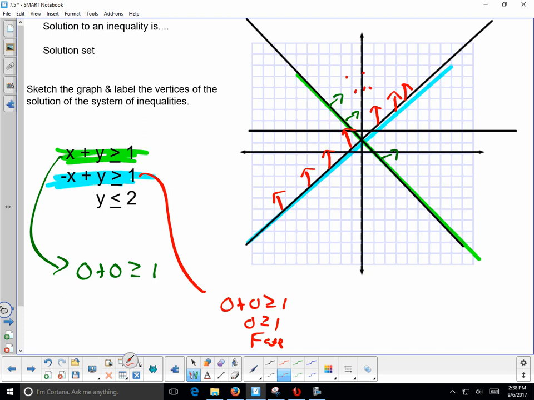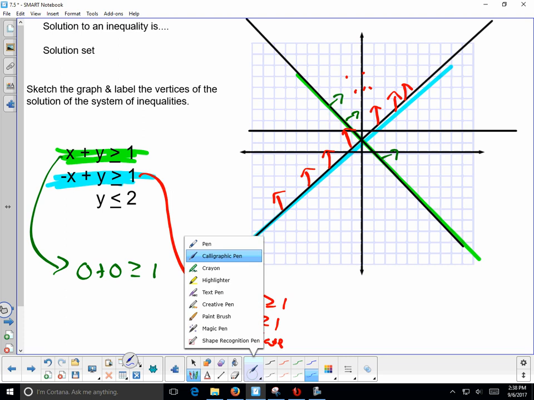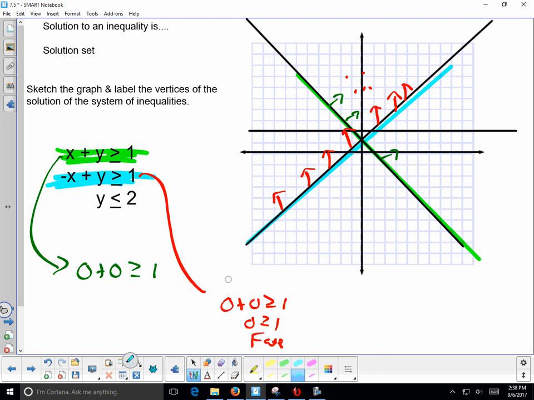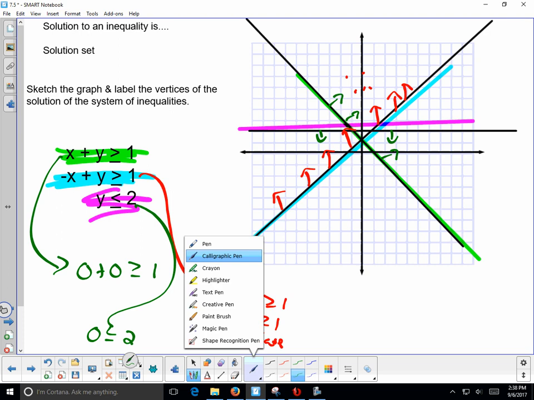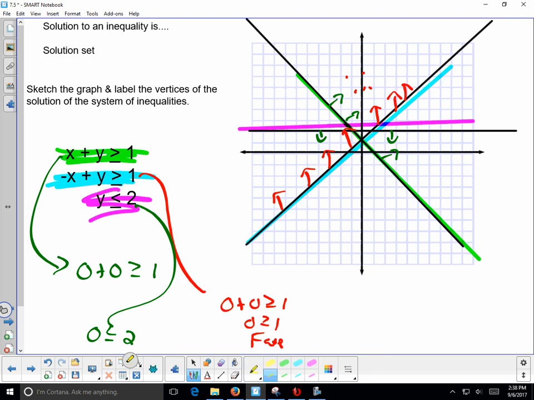And the last equation I have is y is less than or equal to 2, which is a horizontal line. I test (0, 0). Big old mess. I tested, so I'm going to have 0 is less than or equal to 2, which is true. So I'm shading in the direction of (0, 0). So I'm going to shade down. So the solution to this system is going to be this teeny tiny little triangle right in here. That's the only thing that's true for all three of those inequalities.